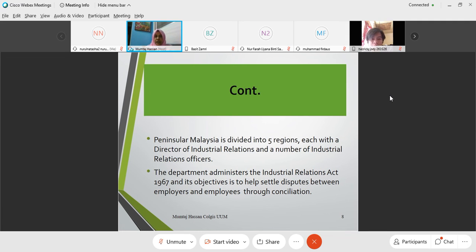Each of them has their director and a number of industrial relation officers. So you know the objective been explained earlier. The department administers the Industrial Relation Act, and its objective is to settle disputes between the employer and employee through conciliation. So if you got any problem, you go to the department first. You do not go to the court, because the department will help to settle any dispute between you and the employer.